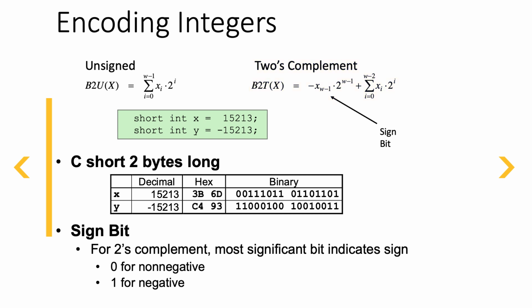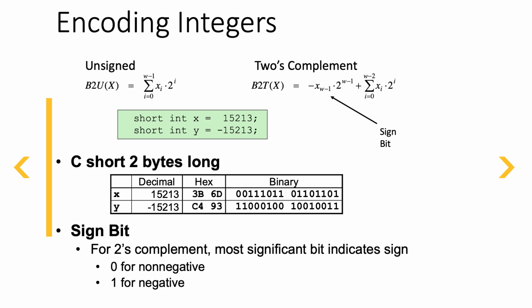We have w, which is just the length of our input. However many bits we have to work with, that's the value for w. So we'll go from place 0, which is the least significant bit, the one to the right, up to w minus 1, which is, of course, going to be the most significant bit.